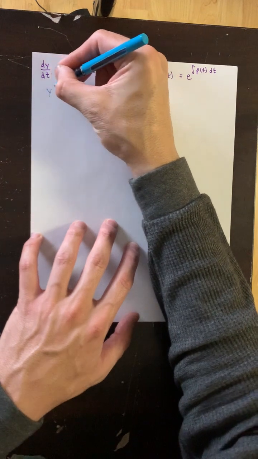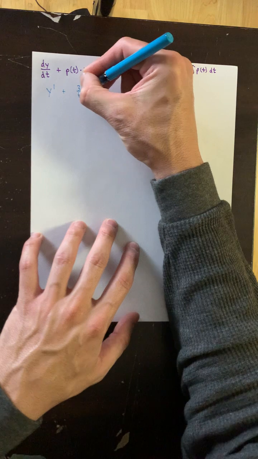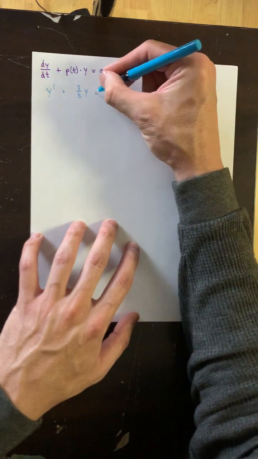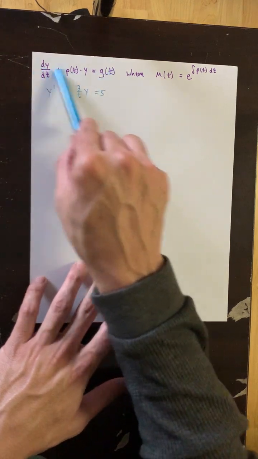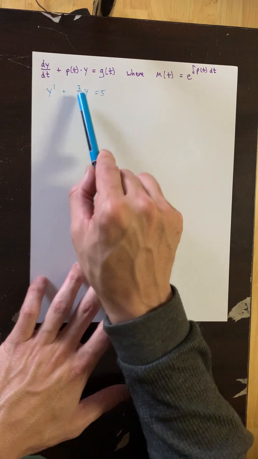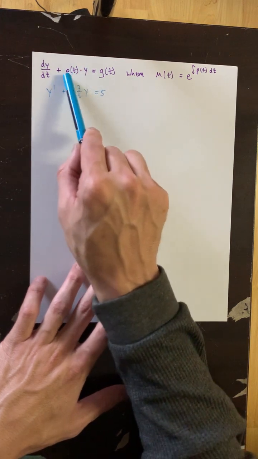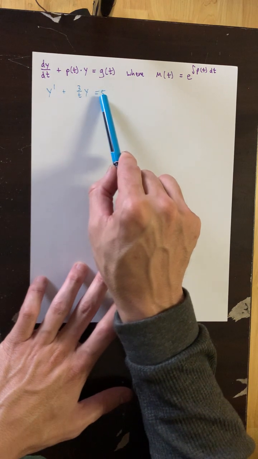Okay, we're trying to solve the differential equation that says y prime plus 3 over t y is equal to 5. Note that this diff-EQ has the structure from the book. We have our dy dt. We have a linear y with a coefficient that is in terms of t. And then we have some function on this side.